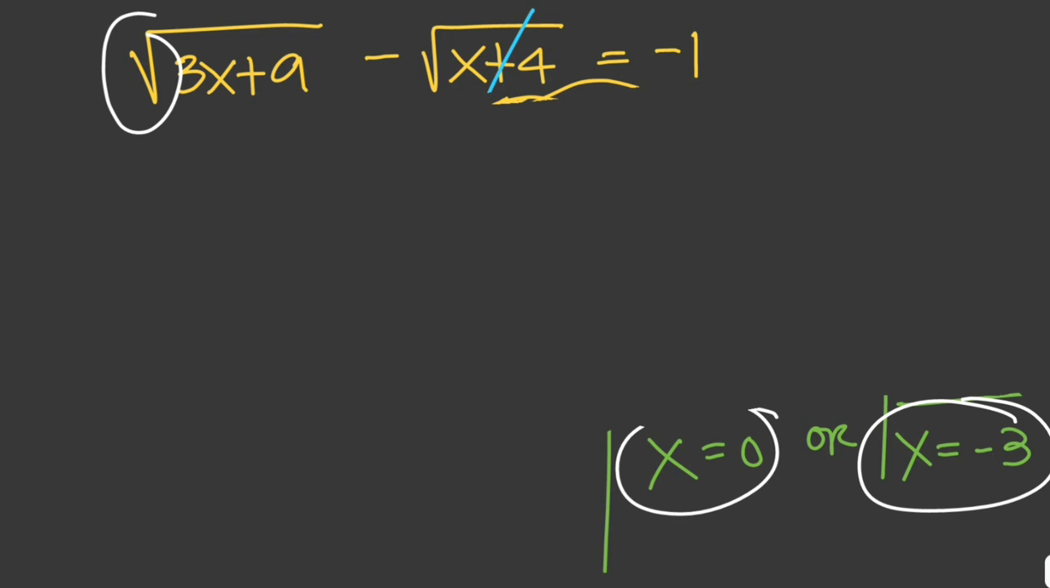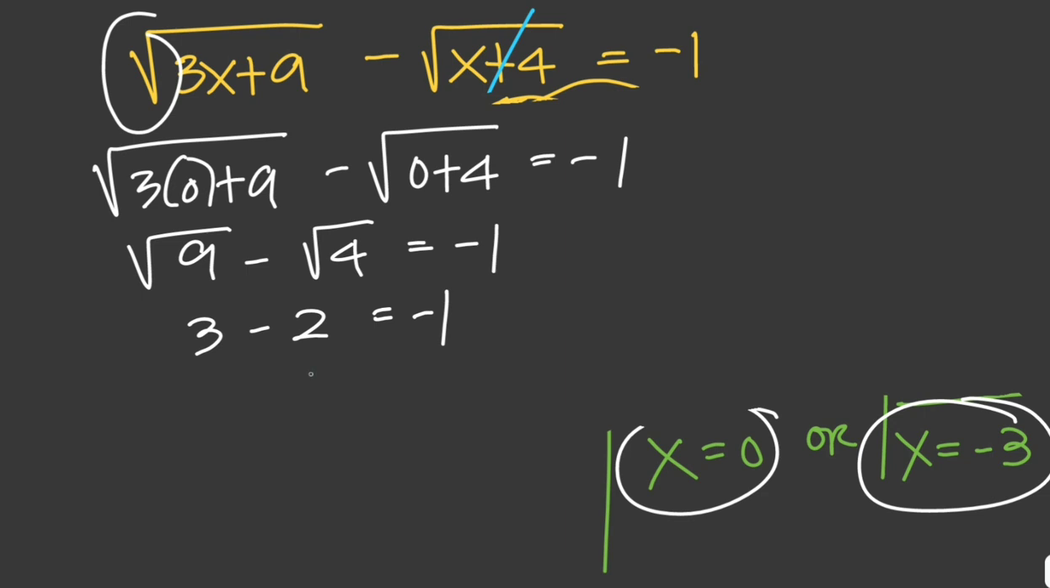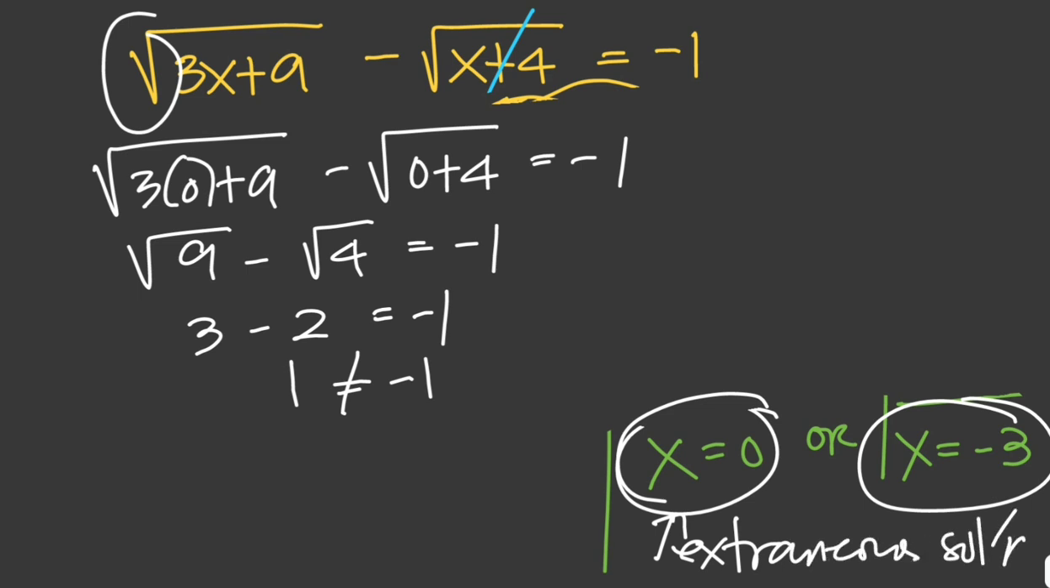So first 0, we plug in 0 here. Square root of 3 times 0 plus 9 minus square root of 0 plus 4 equals negative 1. So this is square root of 9 minus square root of 4 equals negative 1. This is 3 minus 2 equals negative 1. This is just 1, which is not equal to negative 1. So this is false. That means x equals 0 is an extraneous solution and it's not a solution to the problem.